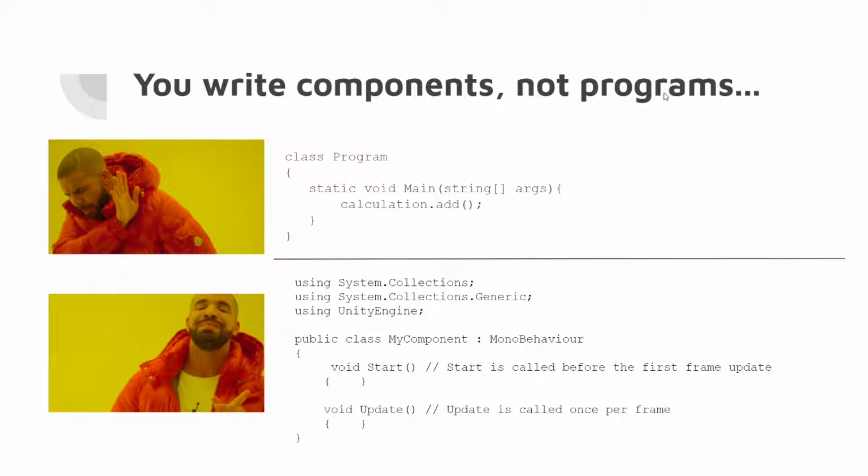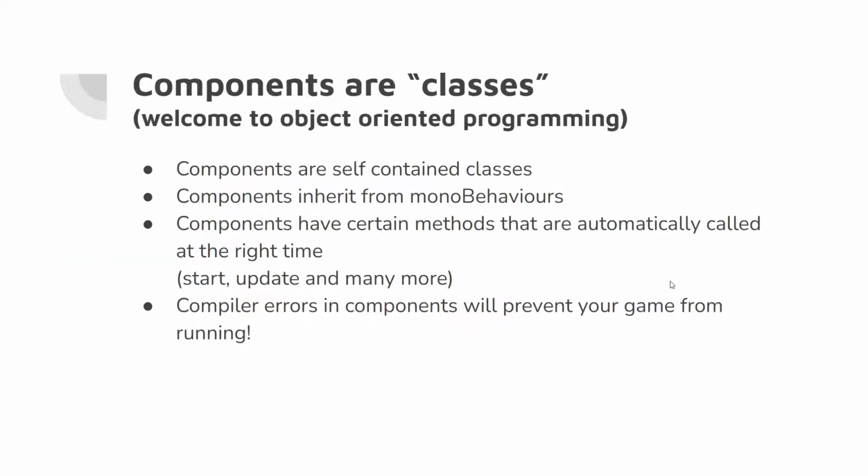So we're going to be writing components, not programs, not applications. They are classes, so we are doing object-oriented programming. Components are self-contained classes. They inherit from these MonoBehaviours that are provided to us by Unity. Components have certain methods that are automatically called at the right time. Those are the events that happen, and those methods get called in response to those events, like start and update. There are going to be many, many more that we'll hear about as we get into the physics engine, collisions, and even the user interfaces and so on.